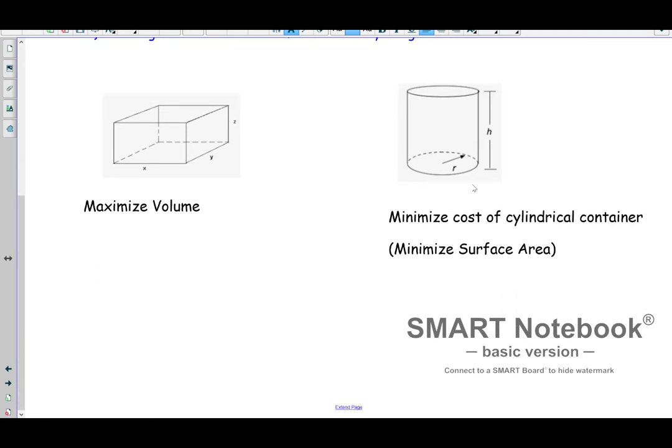Or they could give you a situation where they say, okay, we want to put a fixed amount of, let's say, liquid in a cylindrical container. And then they'll ask you, how would you design it so that you would end up using the least amount of materials? In that case, you would be minimizing the cost of creating the container. In other words, you would be minimizing the surface area. So given the constraint, here they're giving you the volume, here they're giving you some relationship between the dimensions. They're asking you to either maximize or minimize a certain quantity. So that process is known as optimization.